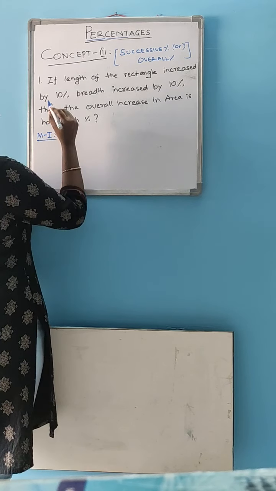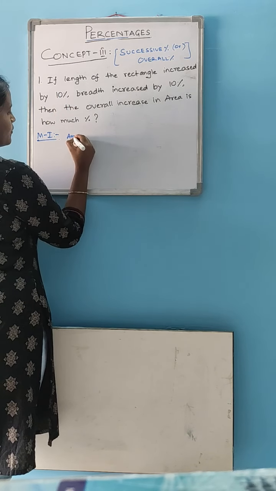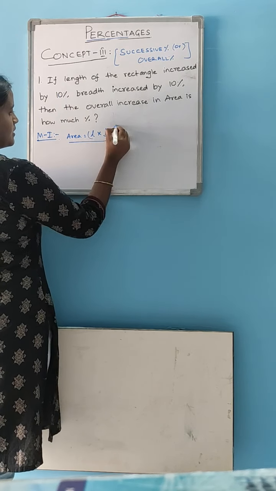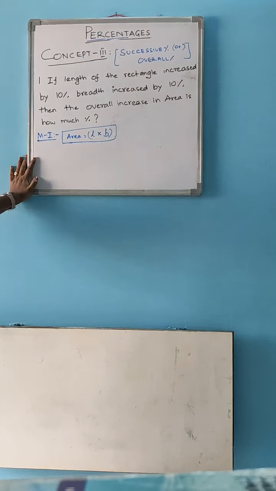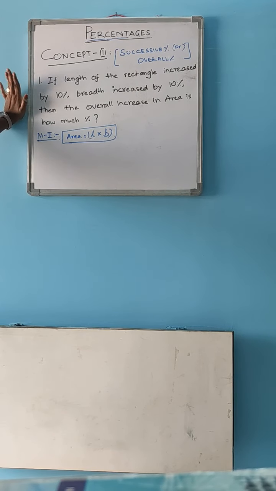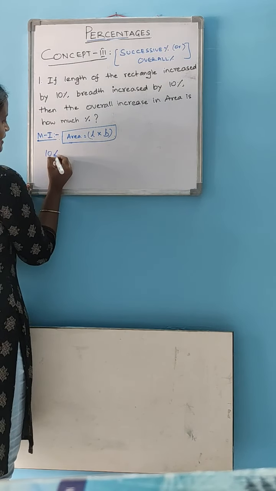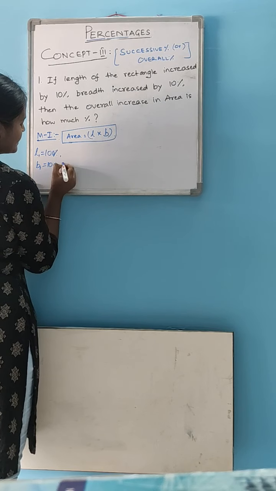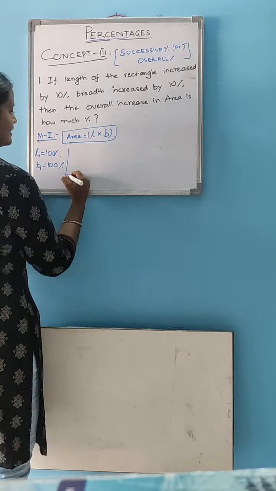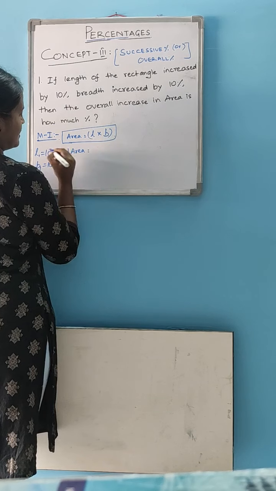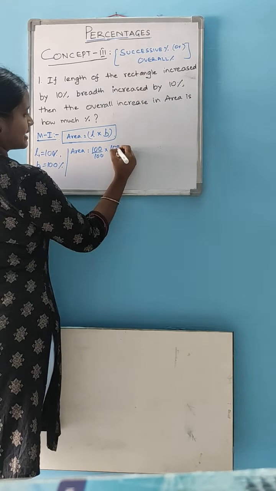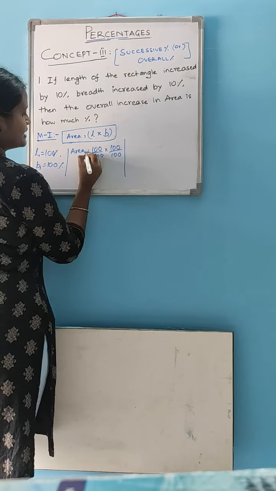We already know that the area of the rectangle is equal to length into breadth. Now here we will consider the initial length of the rectangle as 100% and the breadth as 100%. So the initial area is 100 by 100 into 100 by 100. This is the initial area.